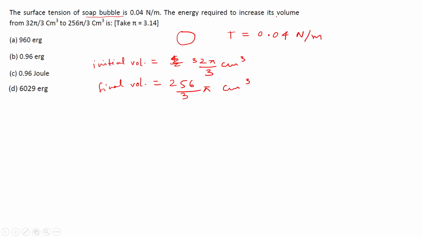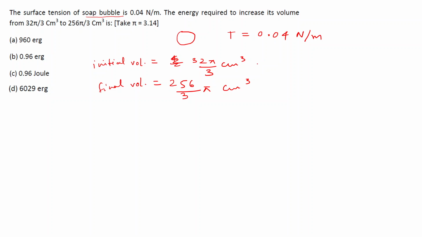Energy required to increase its volume. So if the volume is increasing, it means the surface area will also increase, and if the surface area increases, there will be some work done, or the surface energy will increase. We need to find out that increase in surface energy. So to be able to find out the value of surface area, we need the value of radius, and we don't have that. So with these volumes, we will calculate the initial and final radius.